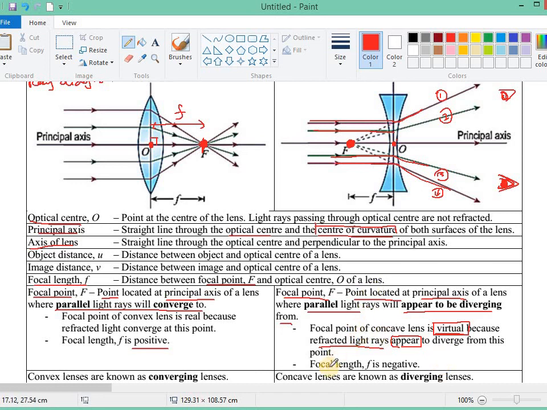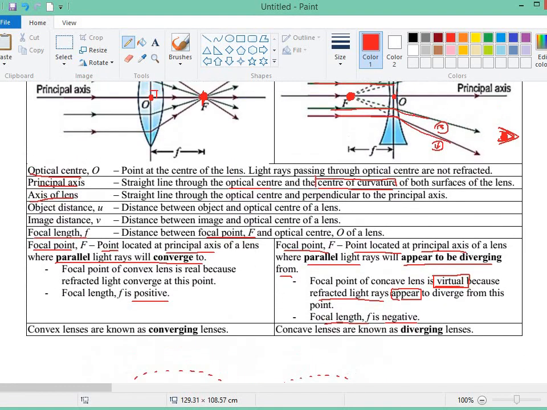Okay, so the focal length is negative. Basically, whatever this number is, we put a negative. Let's say this distance here to here is 10 centimeters. We only put the negative when we want to do calculation. When we want to do calculation with the focal length of a concave lens, then we put a negative to the focal length.